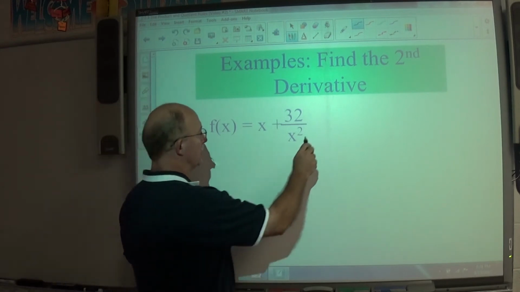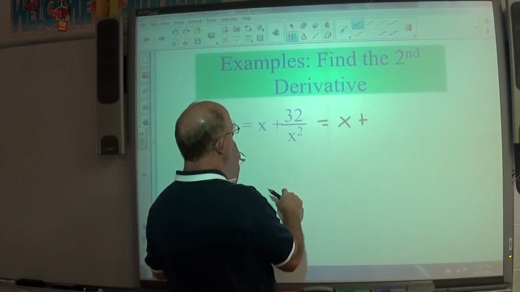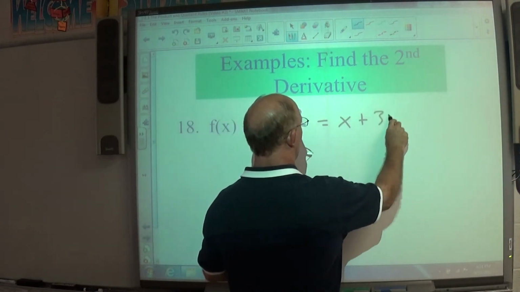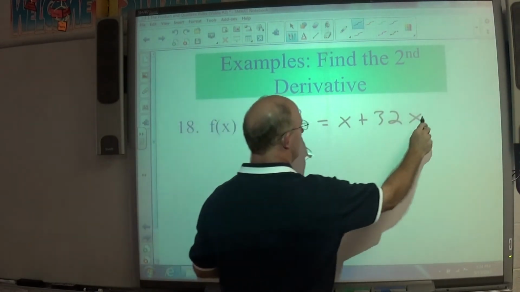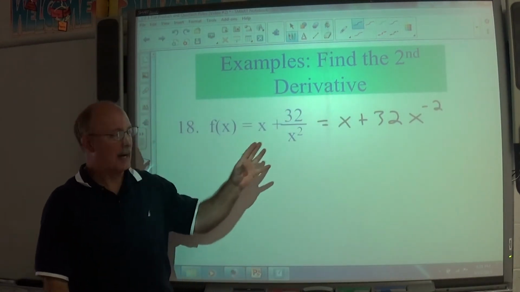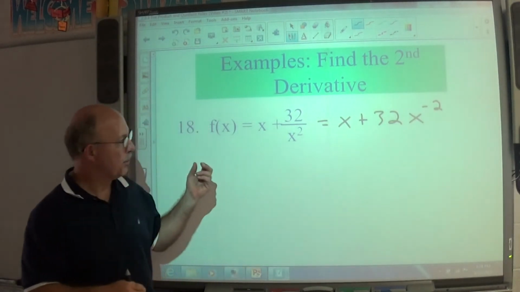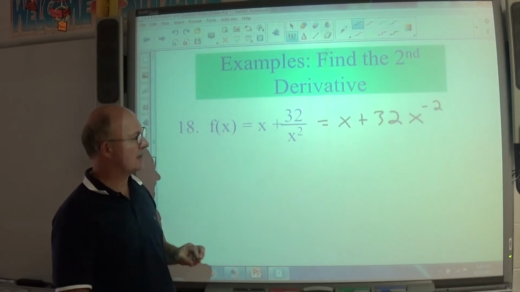Now, first of all, I'm going to rewrite this. This is that little fraction, and this is x plus, let's pull the 32 off, 32 times x to the negative 2 power. So 32 over x squared. Remember, I don't want to use the product rule on that unless I have to. That's just a little fraction. Pull that 32 off, be 32 times x to the negative 2 power.